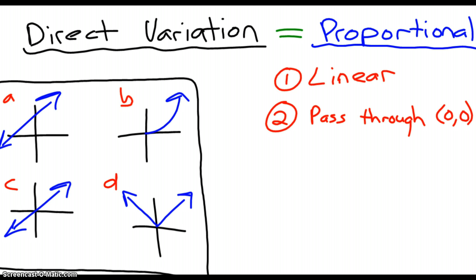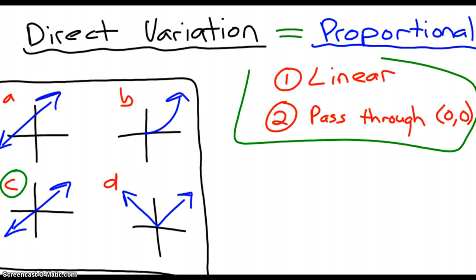So looking at these quick examples here to the left, A, B, C, or D, one of these is proportional, and it has to be C, because C is the only one that fits these requirements that we just talked about. It's straight, then it goes through the origin. A is straight, but does not go through the origin. B is not straight, even though it does go through the origin. And same with D, not a straight line, but it does go through the origin. So those are the two requirements for a proportional line.